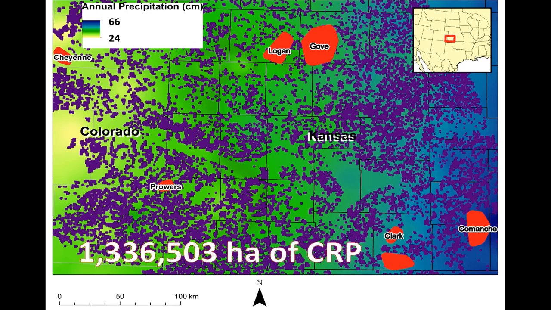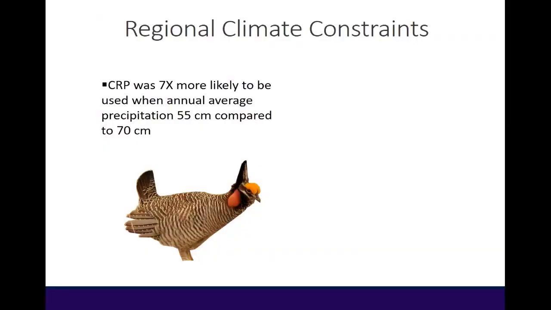In this area, there's over 1 million hectares of CRP. So it's not just a pocket prairie conservation tool. This has the ability to change landscape composition at even regional scales. So what we found, and I'm going to just jump right into the results, was that CRP was 7 times more likely to be used when annual average precipitation was 55 centimeters compared to 70 centimeters. So they were more likely to use CRP in these drier climates in western Kansas and even in southeastern Colorado.